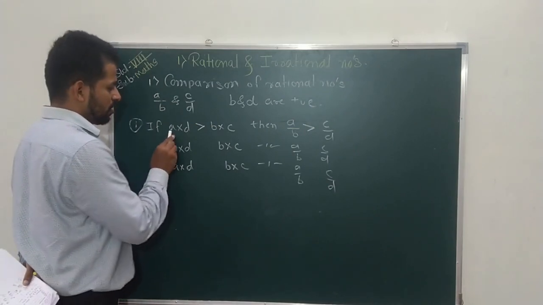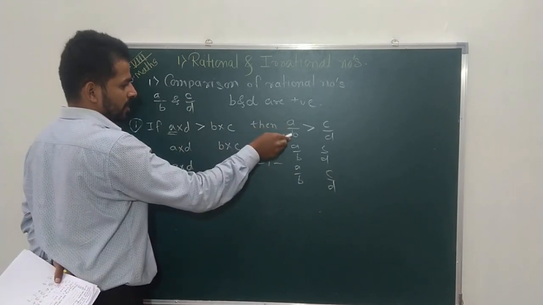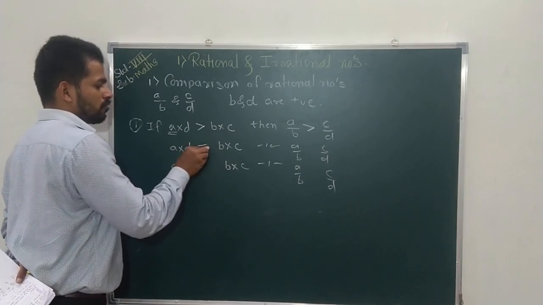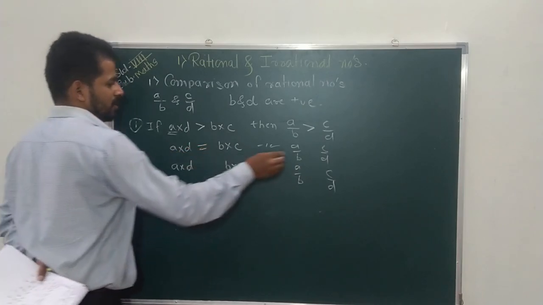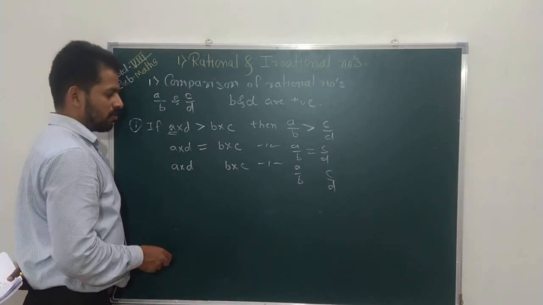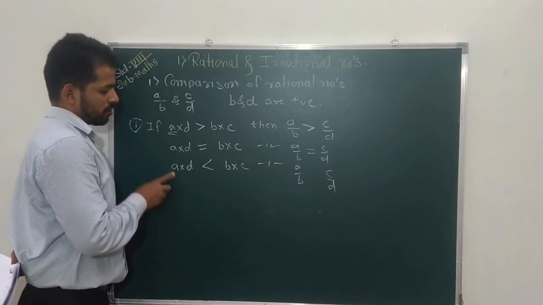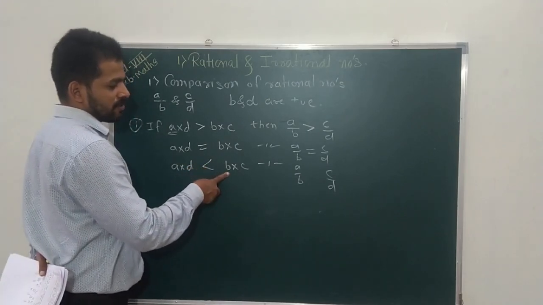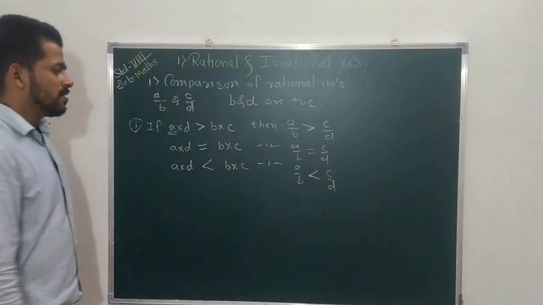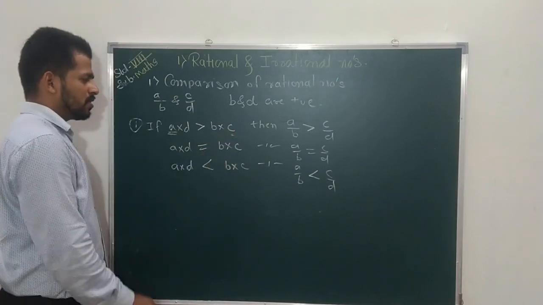How to remember it? See, A is here, so this denominator is greater. That's why A upon B is greater than C upon D. If A multiplied by D is equal to B multiplied by C, then A upon B is equal to C upon D. And the last one, if A multiplied by D is less than B multiplied by C, then A upon B is less than C upon D. Okay, clear?